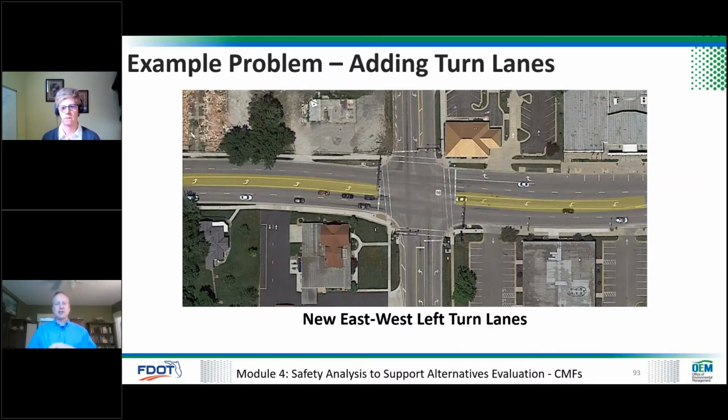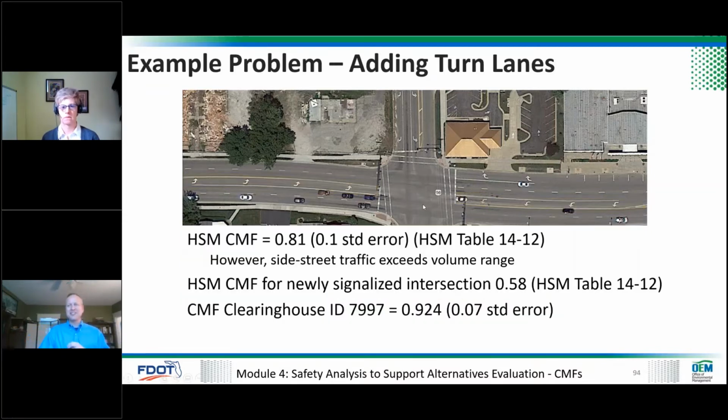I'll create an unrealistic situation here. We have right of way, and we're going to go ahead and we can do this pretty inexpensively. We can restripe it.